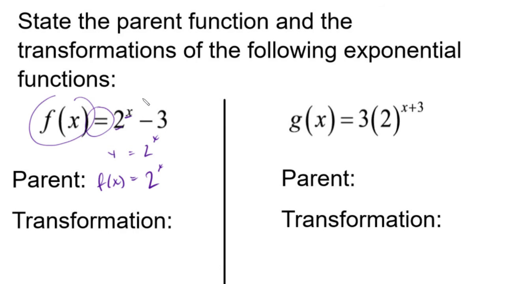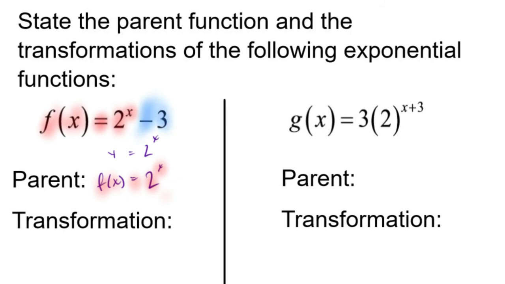Then, what are the transformations? Well, let's rewind here. I will highlight everything that is in the parent function. So we've got f of x equals 2 to the x power. Everything that is not highlighted will transform the graph. So the minus 3 here transforms the graph, and we have to figure out how.